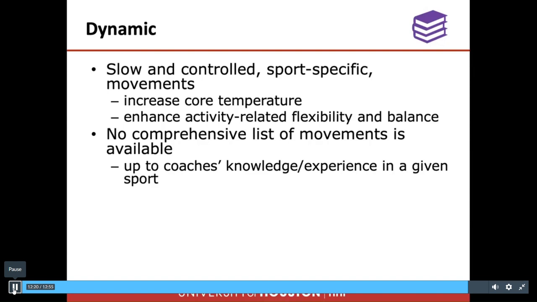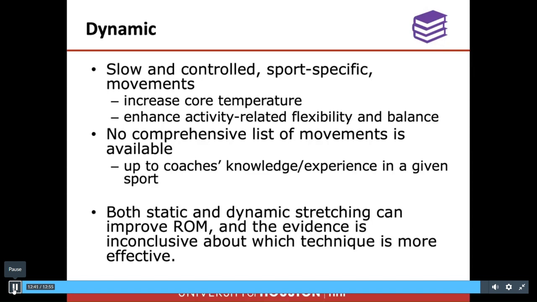So again, not a comprehensive list of motions, up to the coach to figure out what's best for each one. But if you think about it as what the person is doing, how you would exaggerate those activities in a safe way that would lead to some gentle stretching, then that's how we can think about dynamic flexibility exercises. Both static and dynamic stretching can improve range of motion, and the evidence is inconclusive about which technique is more effective.